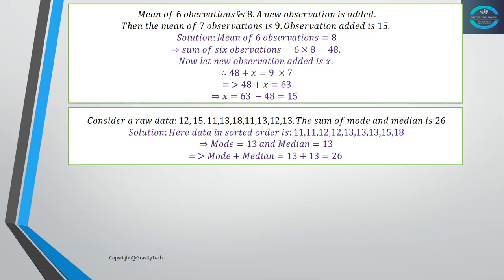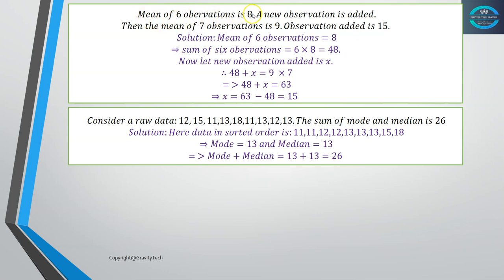So the mean of 6 observations is 8. A new observation is added. Then the mean of 7 observations is 9. What is the new observation added? 15. Right? See, now let's grab one thing at a time and try to understand each one.